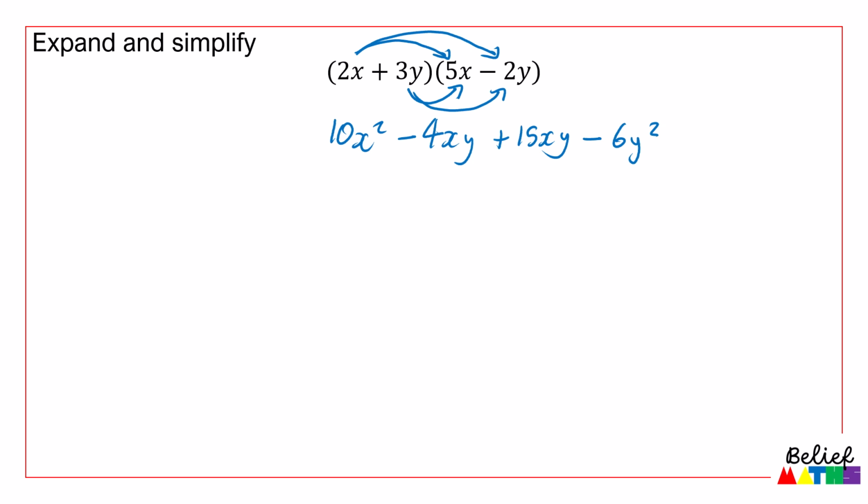And this is why I like to write my variables in alphabetical order, because now we can see that these are both like terms. And because they're like terms, we can collect them together, and we get 10x squared minus 4xy plus 15xy, or we can flip those around, 15xy take away 4xy, gives us 11xy, and then finally we get minus 6y squared. Again, the order of our terms doesn't matter at the end, but we just have to make sure that we have the correct signs in front of the correct term. So the final answer to this one is 10x squared plus 11xy minus 6y squared.